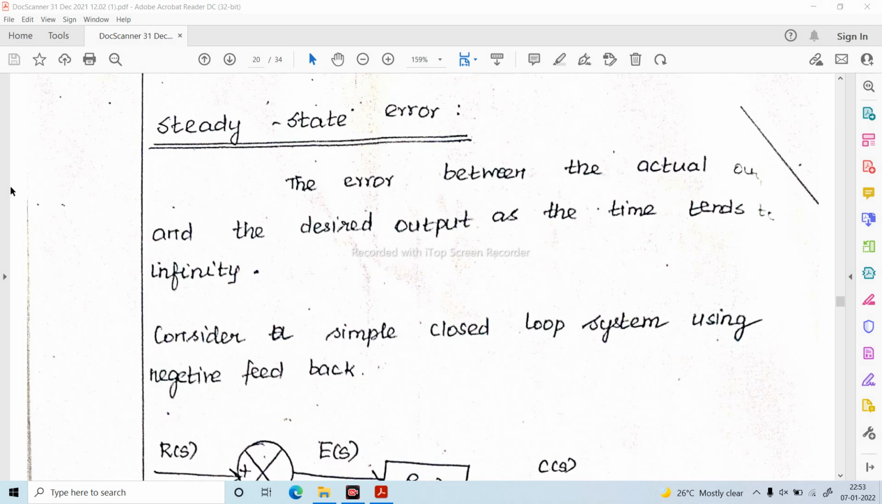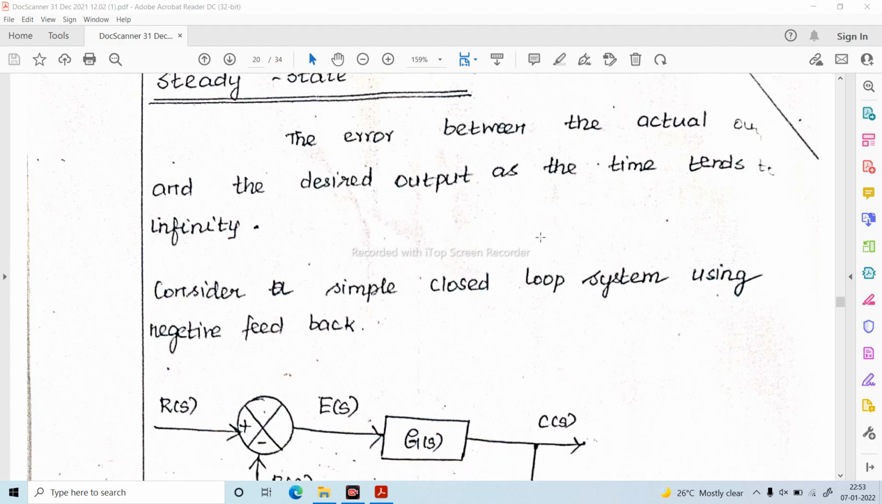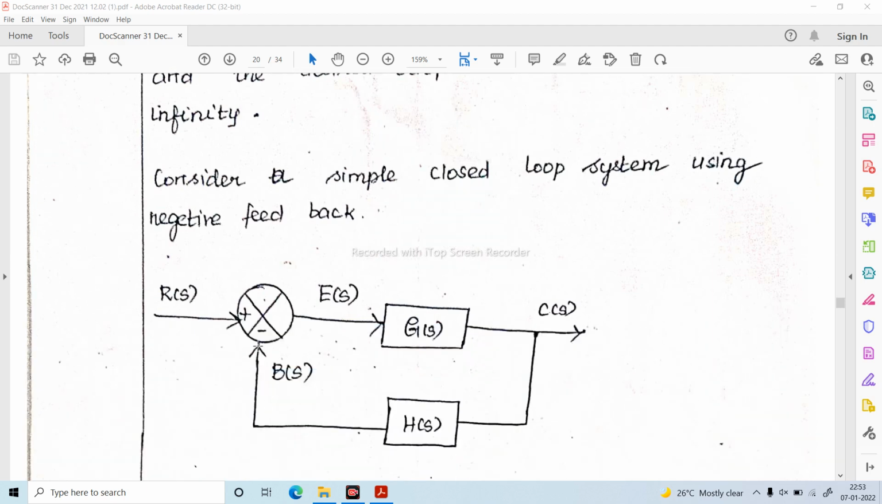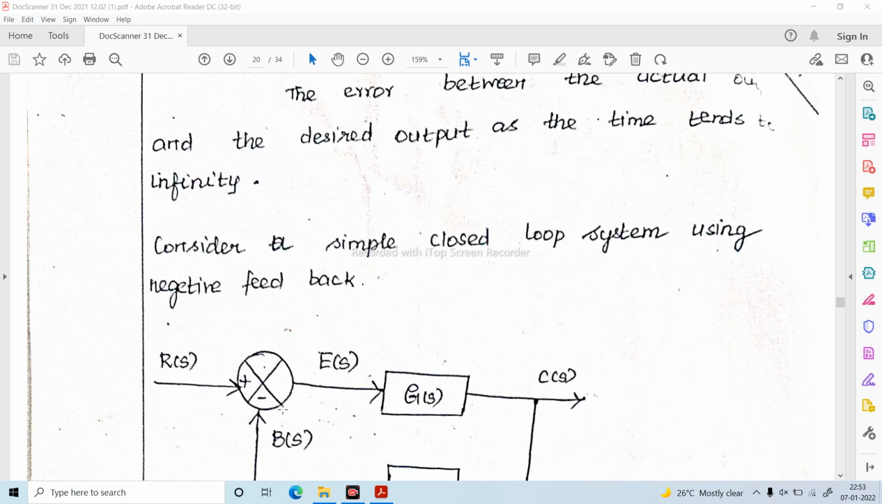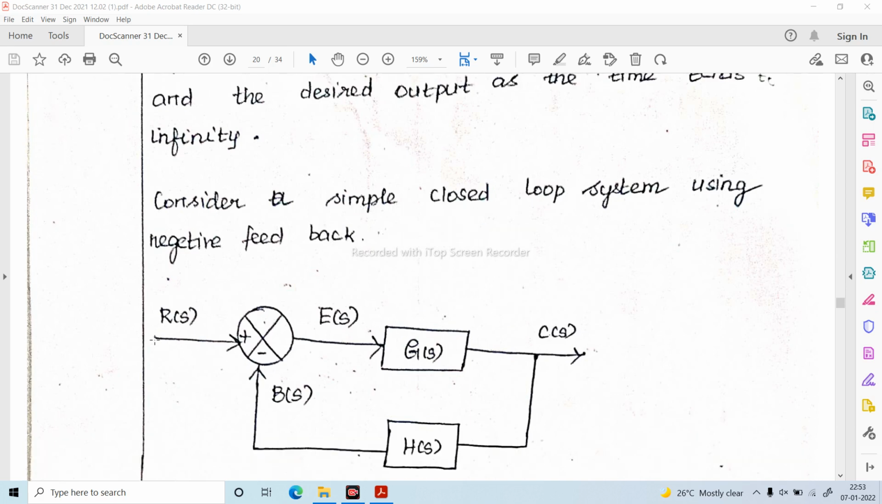Next I am going to explain the next topic, that is the steady state error. So what is steady state error? It is the error between the actual output and the desired output as time tends to infinity. This is the actual output, which is multiplied with the feedback element. The actual input is R of S and the desired output is B of S, because C of S multiplied with H of S gives B of S. So this is the error.